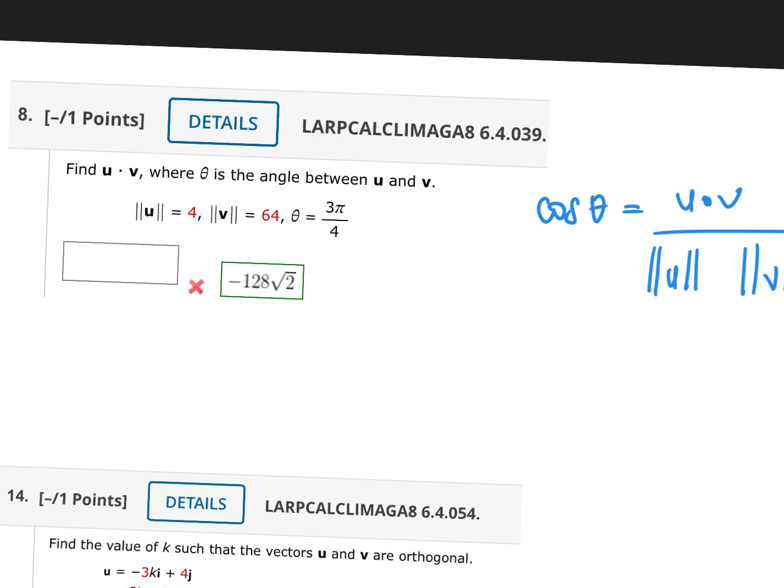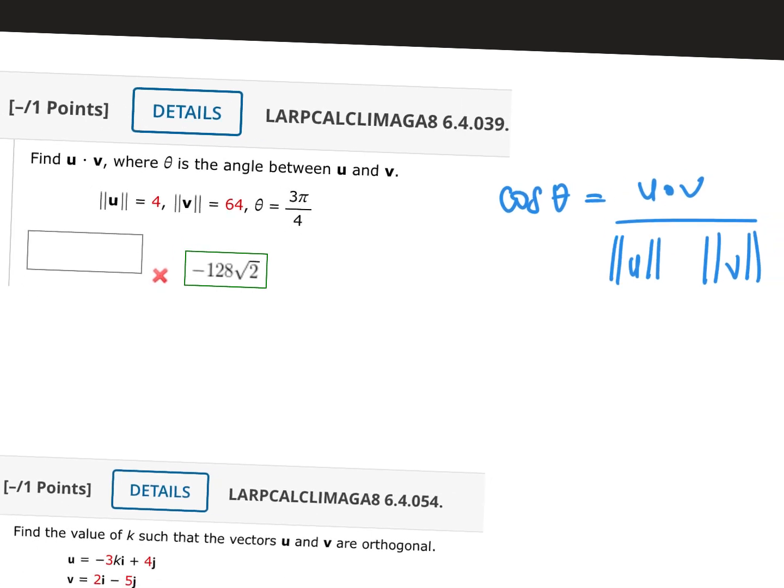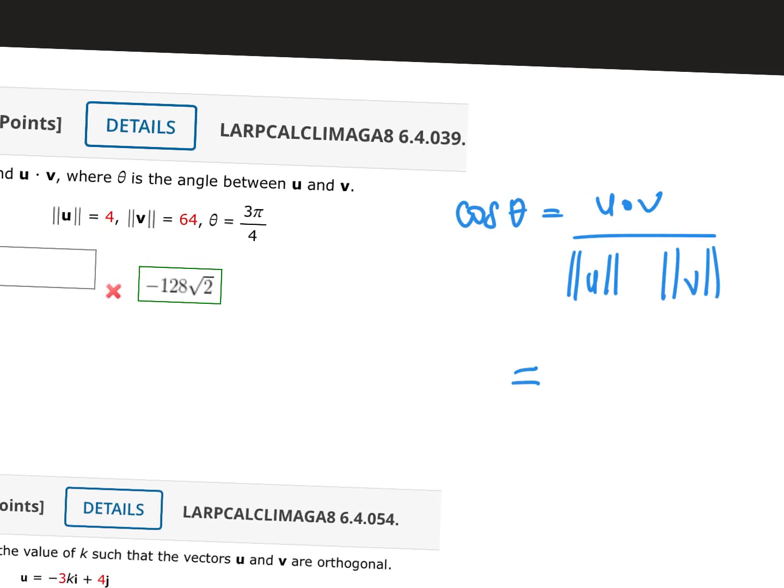So some of you may have figured it out and then tried to put in a decimal, and that's not what WebAssign wanted. That's not what you're going to have on your test. You need to have a radical. But understand what this question is saying. They're giving you some information. What are the first 2 things you see that they gave you? They gave you the magnitudes. They gave you the magnitude of u, which is 4, and the magnitude of v, which is 64, correct?